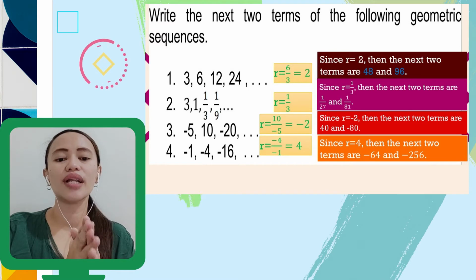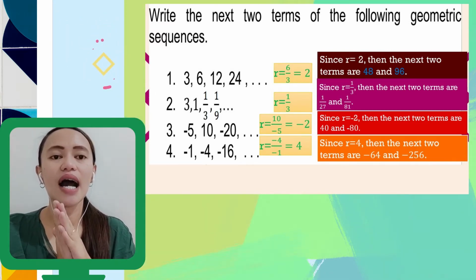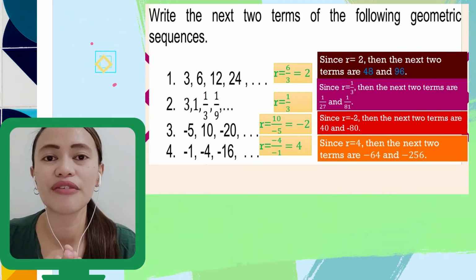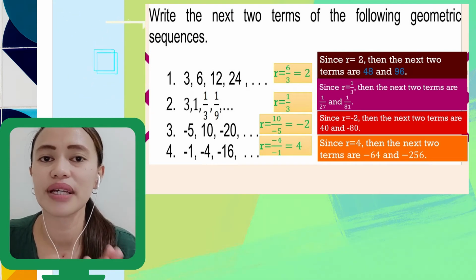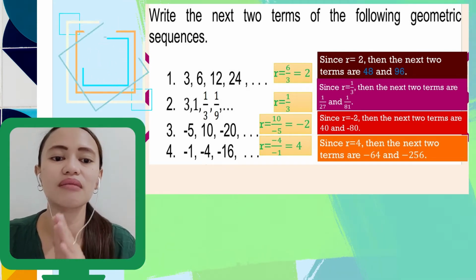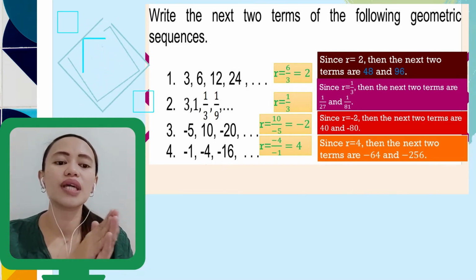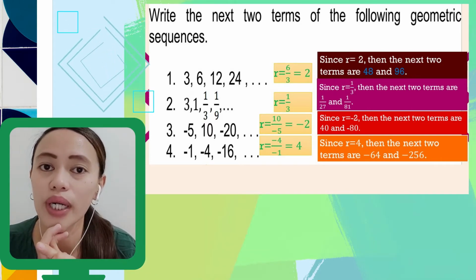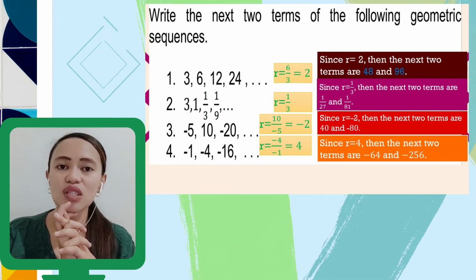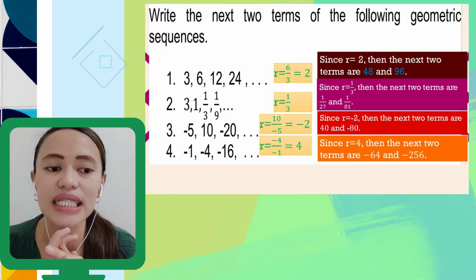Okay, let's have number 4. We have -1, -4, -16. The common ratio will be -4 divided by -1. Negative divided by negative is positive, and 4 divided by 1 is 4. Therefore, we have the common ratio as positive 4. And to get the next term, -16 times 4 is -64.